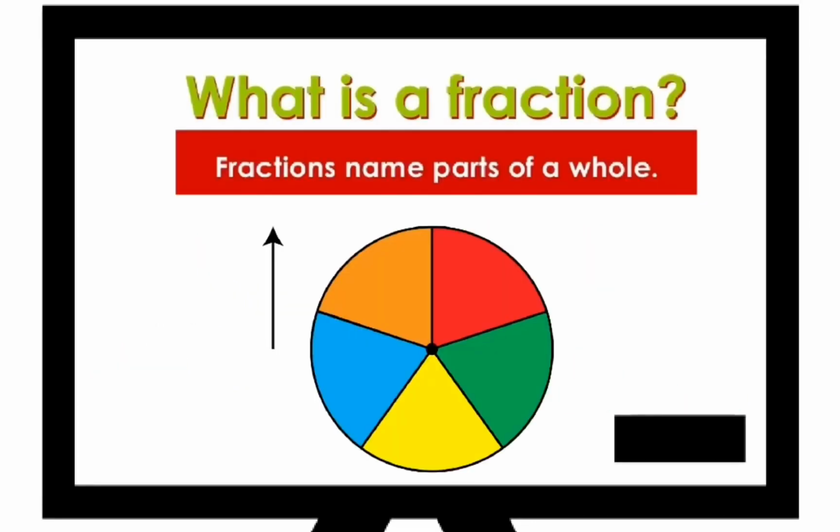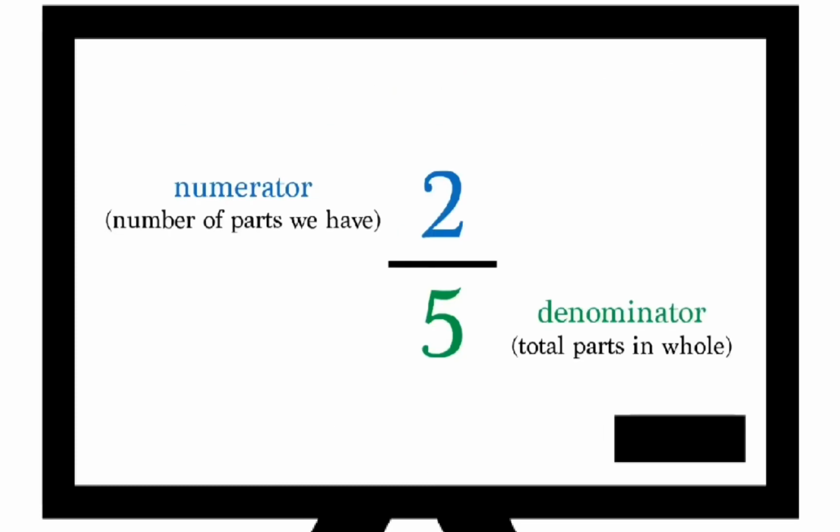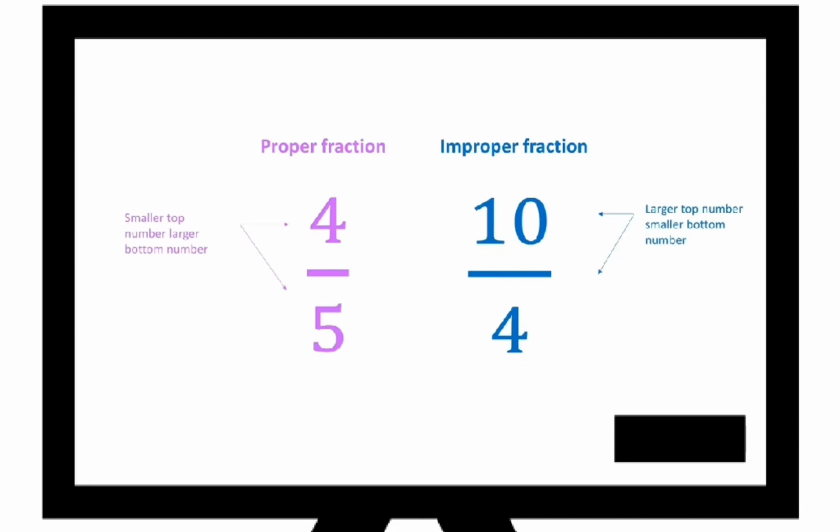Now, let's begin with the big question. What is a fraction? A fraction is the name that we give to parts of a whole, region, or group. It's one little part of something bigger. A fraction has two parts: the numerator, that means the number of the parts that we have, and the denominator, that is the total parts in a whole.